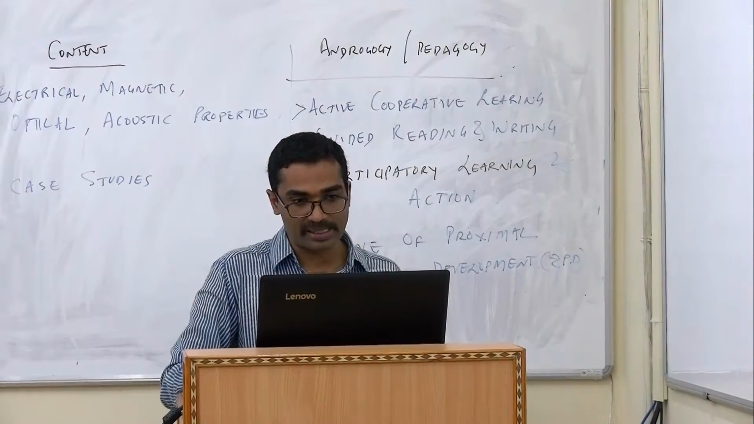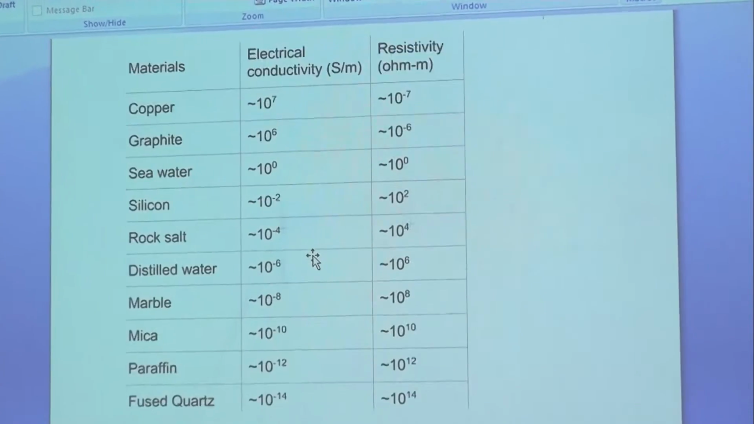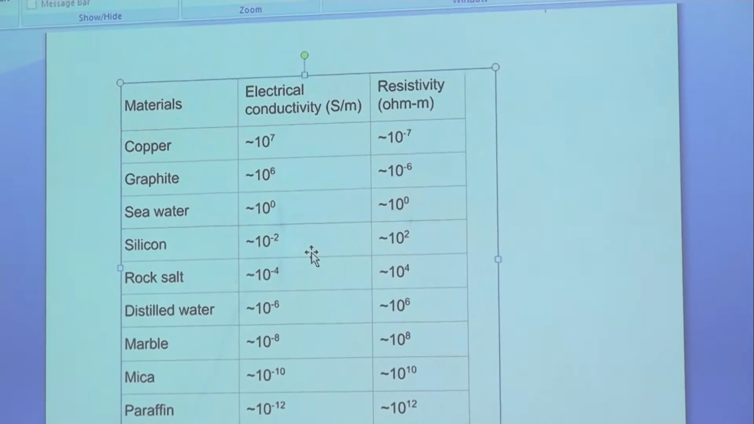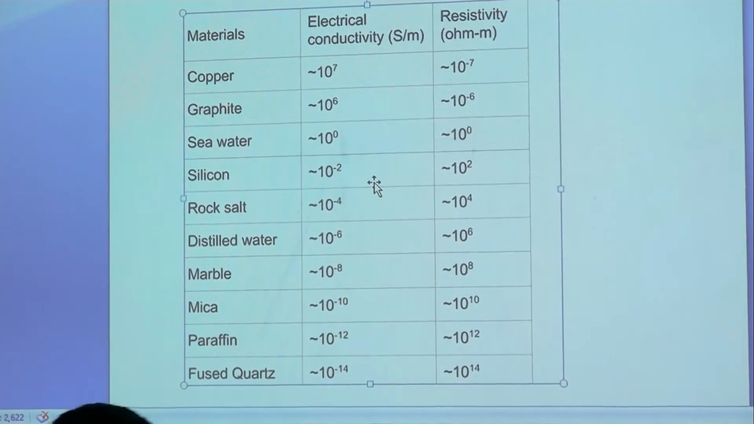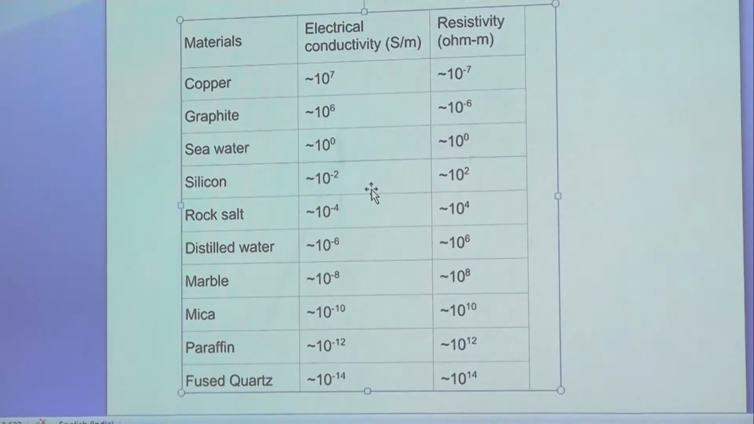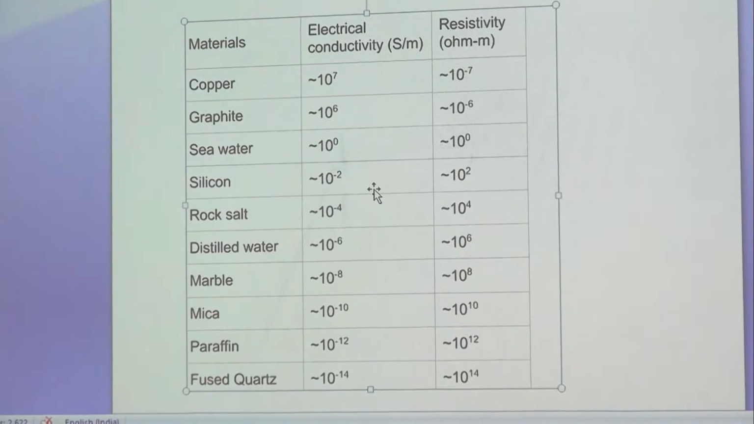So it's a classroom exercise. Look at the table below. Do all values fall within reasonable limits? Do you find any errors? So look at this data and tell me whether these numbers are reasonable. We made this table, no, for semiconductors, metals, insulators. Okay. Have I changed any number so that it becomes unreasonable?